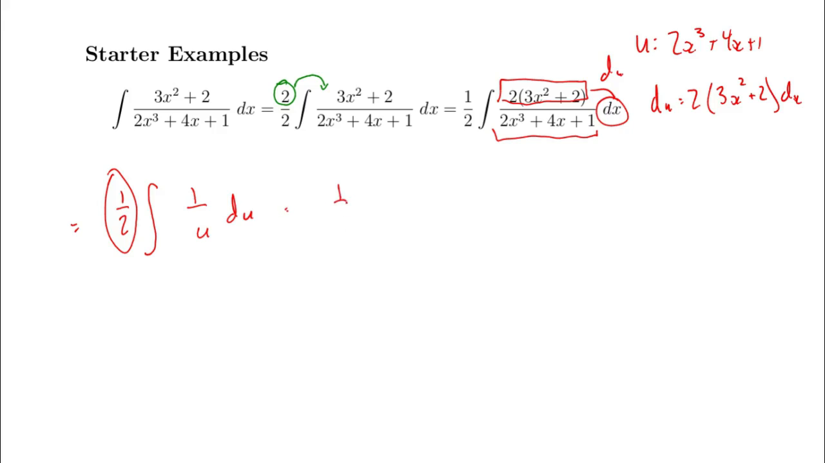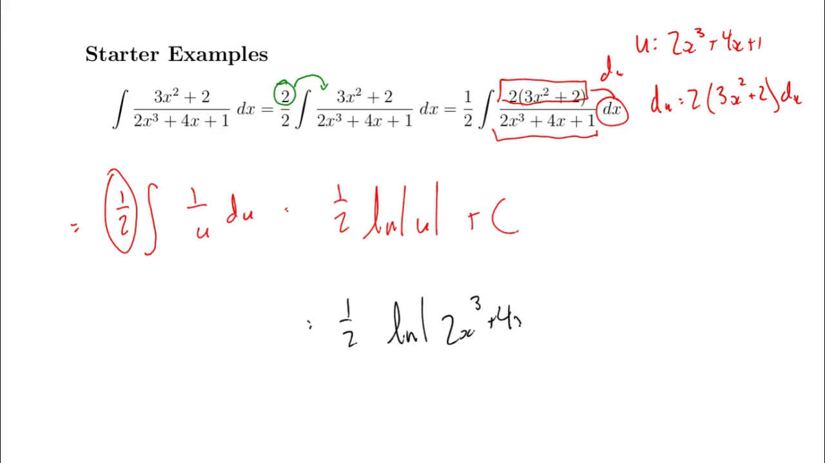Okay, so now we can say half natural log of the absolute value of u plus c, and then we can do some substitution here, and that's half natural log of the absolute value of 2x cubed plus 4x plus 1, plus c. Everything works out great. You can do your differentiation to check this, and it's fine.